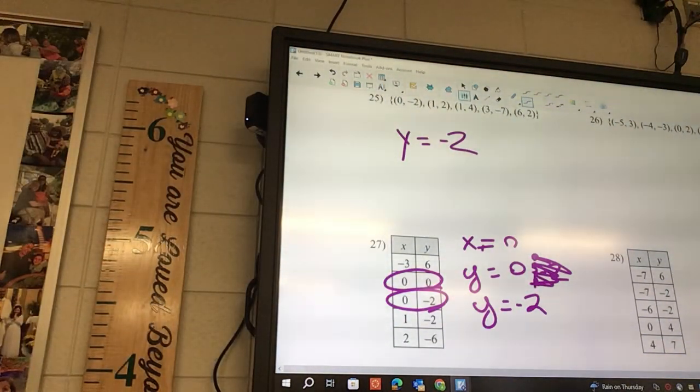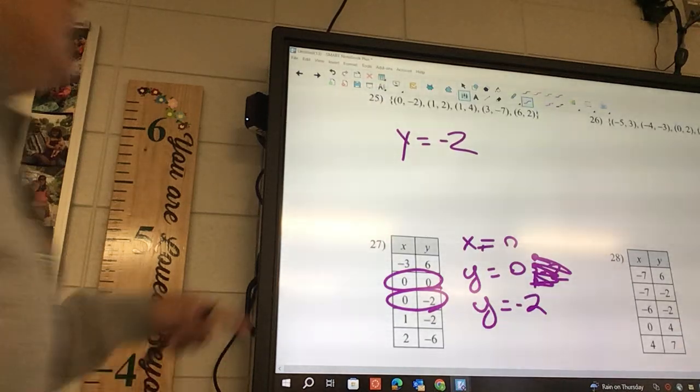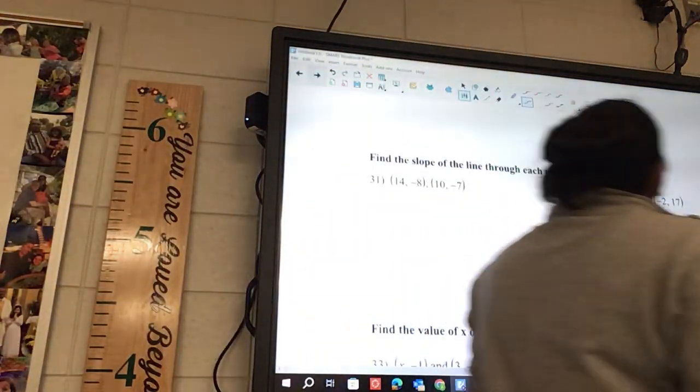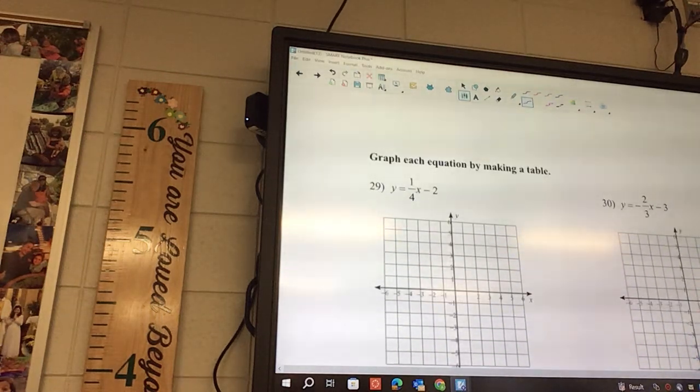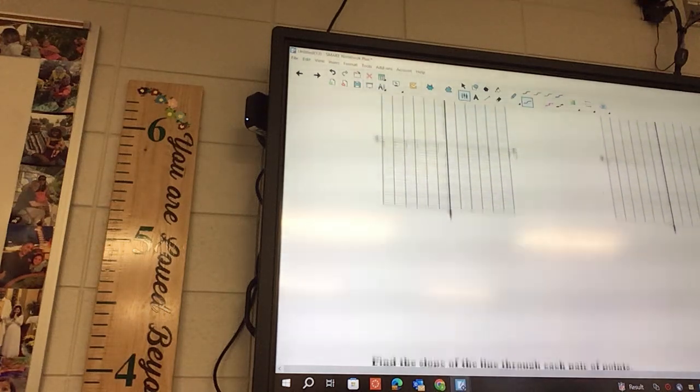Okay, it says graph by table. We didn't even do that because it's in slope-intercept form, so you can absolutely just graph it. If we were to just graph it, you graph it at the 2 and then go up 1 over 4. So it almost doesn't make sense to make a table, and we didn't do that anyway.